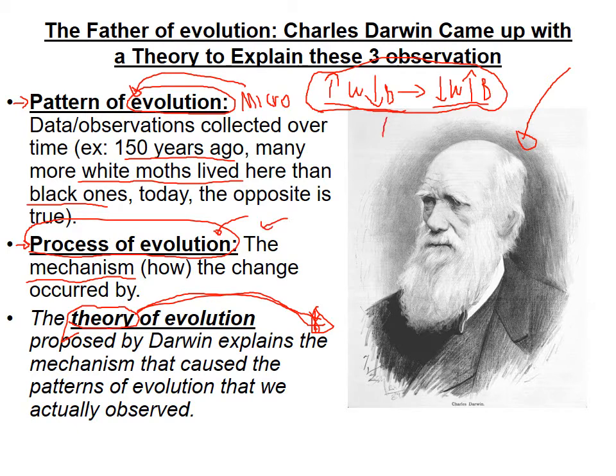So this is our pattern. Now we're going to take a look at the process of the evolution that occurred. Darwin came up with this idea that populations change, and there's a mechanism that leads to that change. So evolution is population changing. Mechanism, we'll take a look at what that is in just a bit.